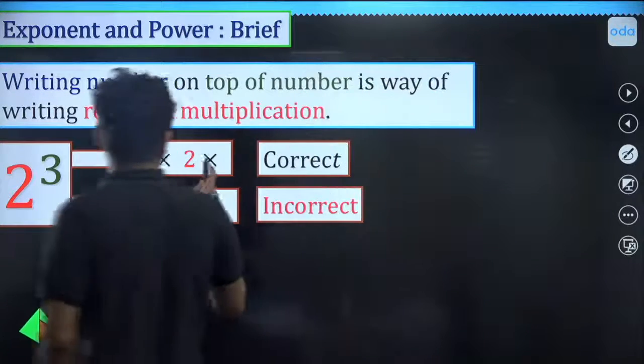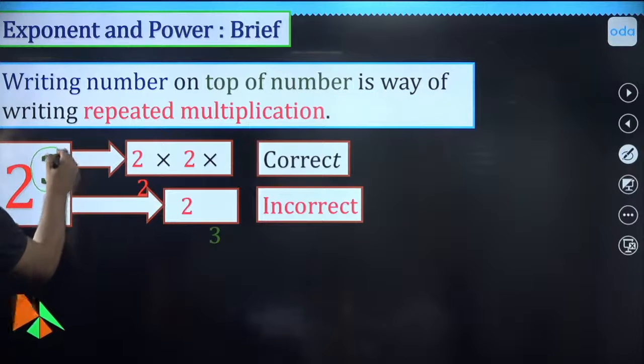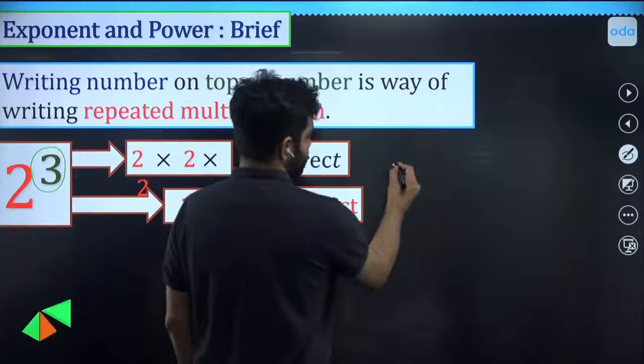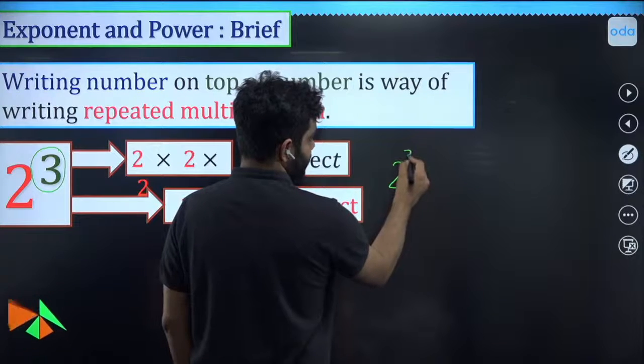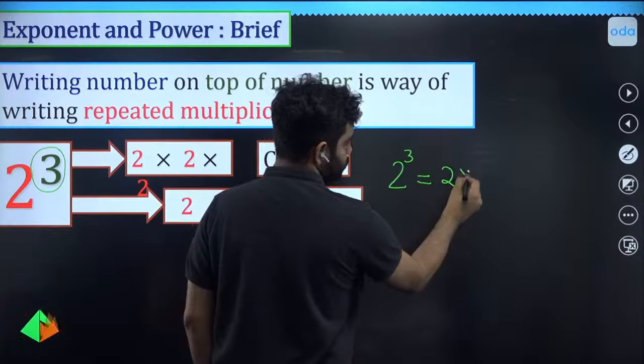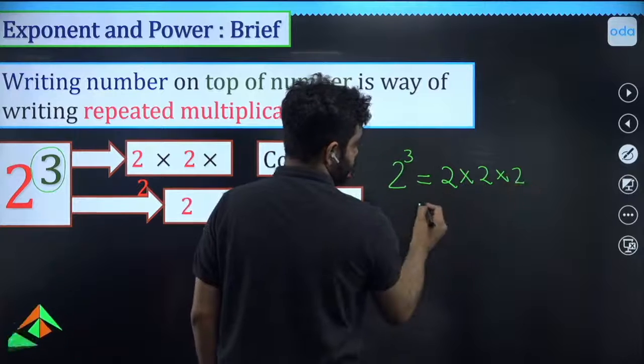When I write a number on the top of a number, like here, 3 is written on the top of 2, what exactly is the meaning of this? If I write 2 and on the top of 2 I write 3, that means 2 is multiplied 3 times. So it is not 2 3s are 6, it is 2 into 2 into 2, that is 8.